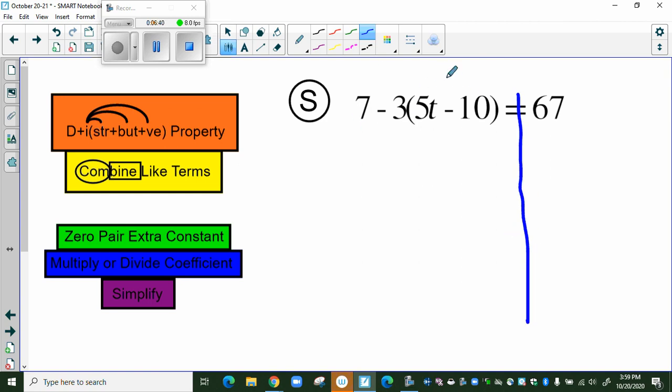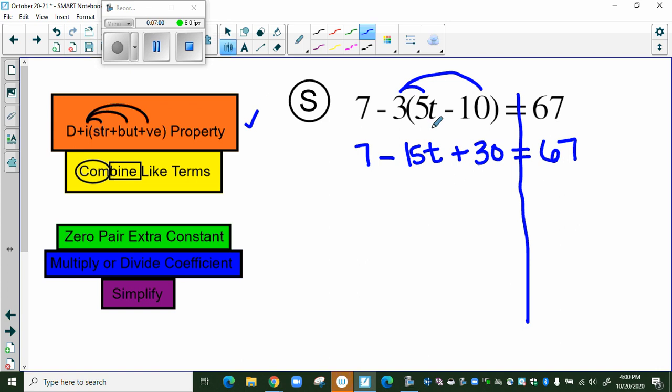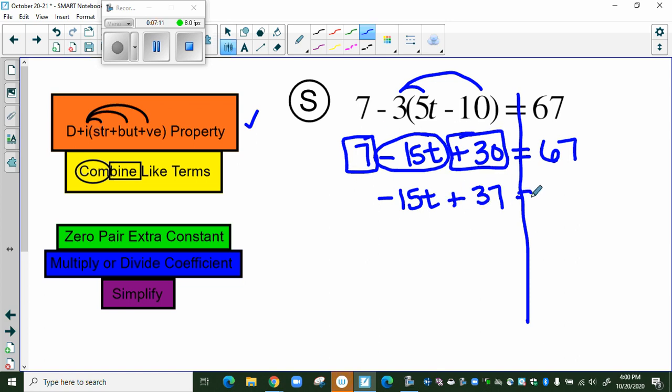So on this one, our distributive property is with the negative 3, which means the 7 is an extra term and is just going to come down. Negative 3 times 5t is negative 15t, and negative 3 times negative 10 is positive 30. Be careful to always watch out for those negatives. We're going to look for like terms. I have one variable term, but I have two constants, and 7 plus 30 is 37.